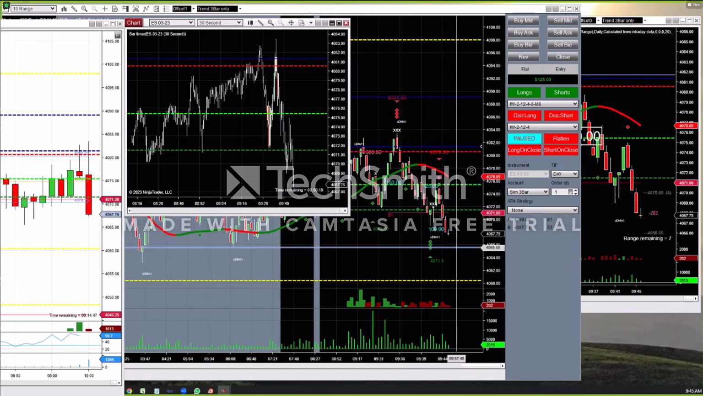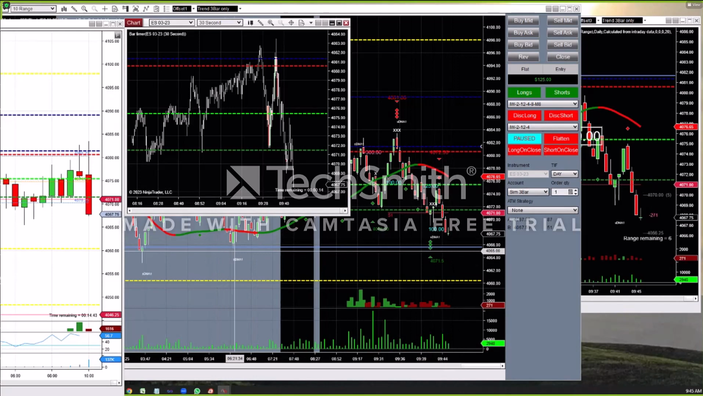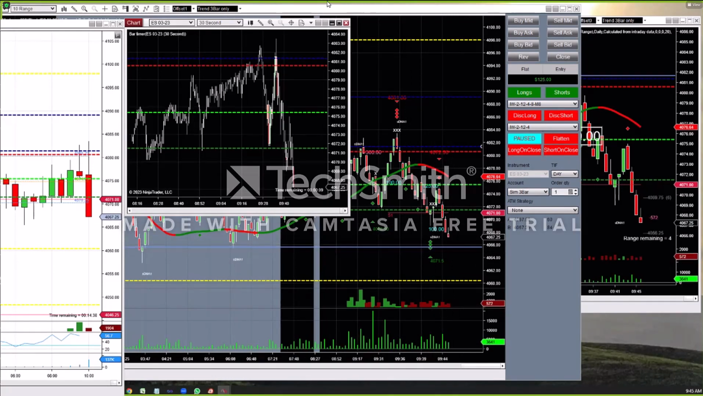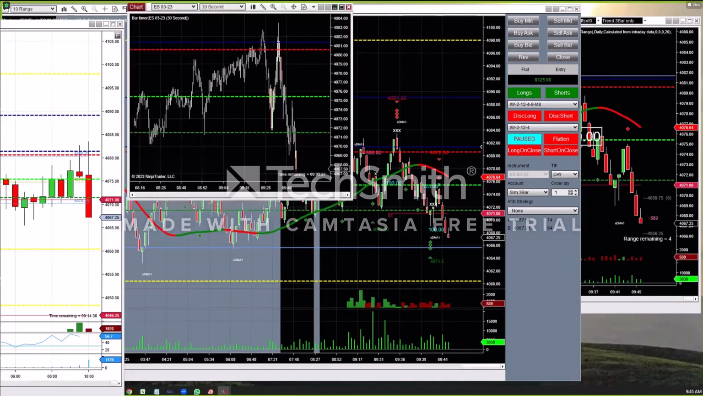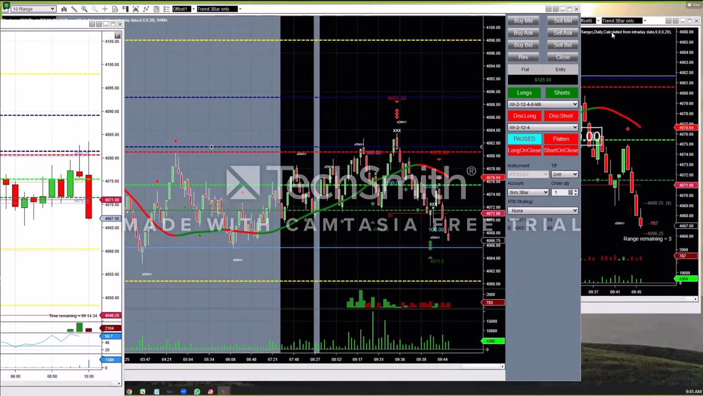If I'm going to take it again, let them come down and take all the long stops that are down near 65. Wait for the delta to come up and see how it goes.